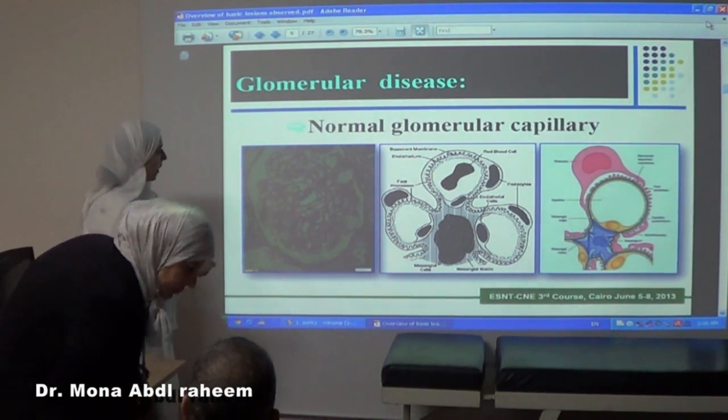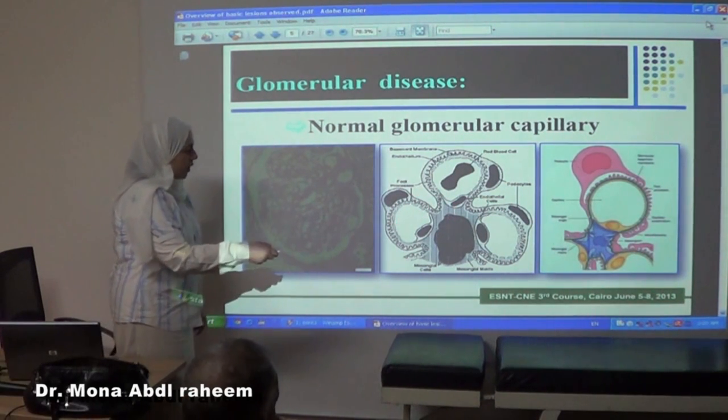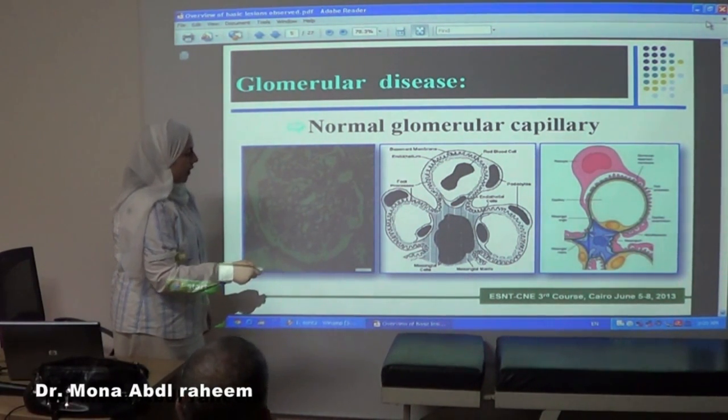This is a slide of normal glomerulus and this sketch shows the capillary wall.